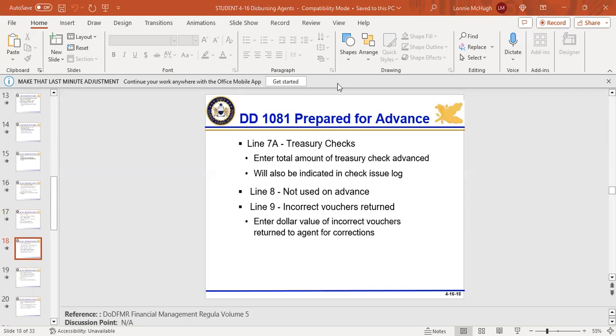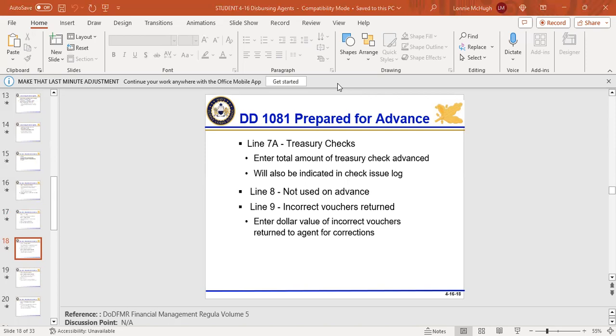All right. Line 7A is treasury checks. So if you are receiving or paying out treasury checks, they'll go here. And then we'll go down to, we're going to skip line 7 Bravo. Military payment orders are not a thing anymore, so we don't fill that one out. 7 Charlie is going to be where you put other checks.